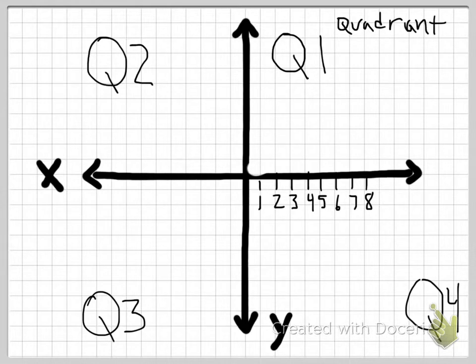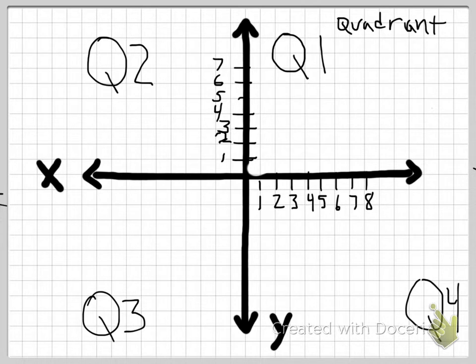Now, just like we counted by ones on our x-axis, we can also count by ones on our y-axis. So going up, I would have 1, 2, 3, 4, 5, 6, 7, and so on. This can just keep going and going. In theory, it just goes on forever in that direction. So we can just keep going and going.